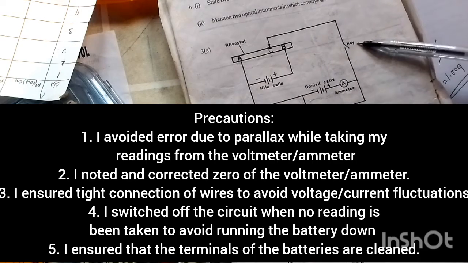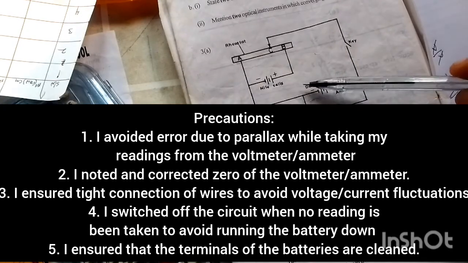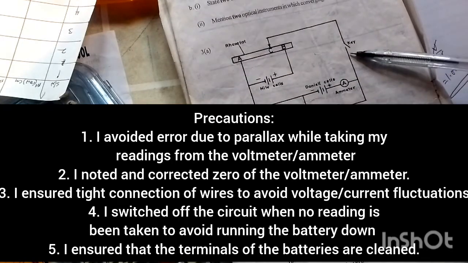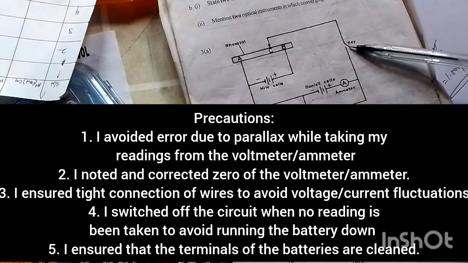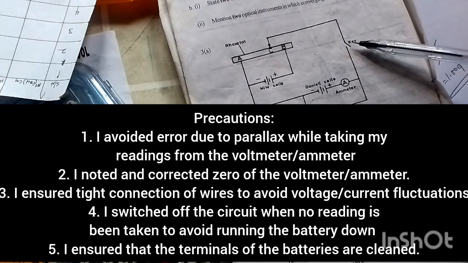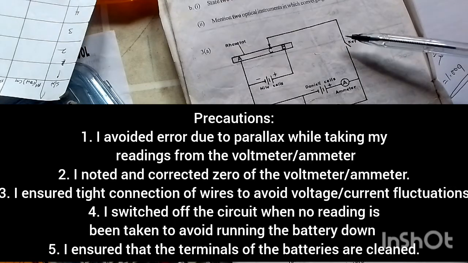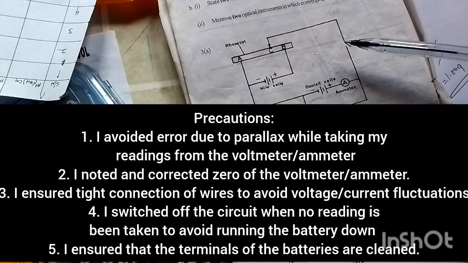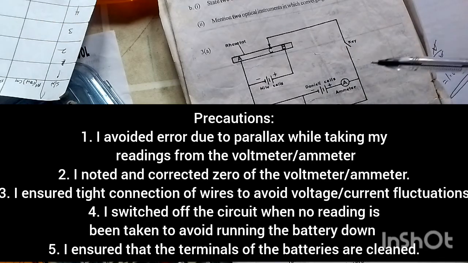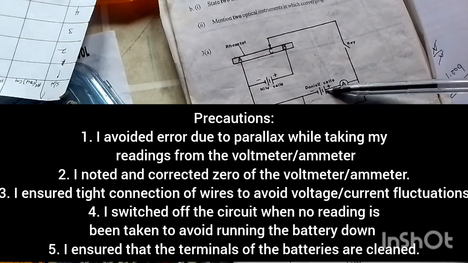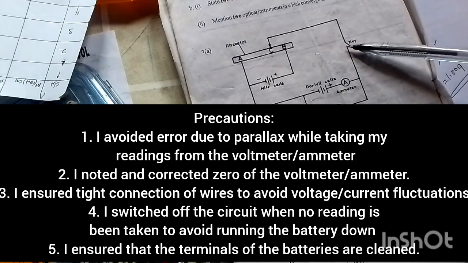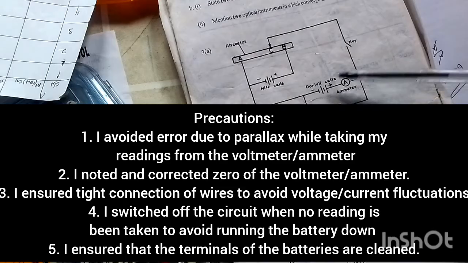Now this is the key here, and of course there is a battery here. So when no reading is being taken, the next thing you do is to switch this key off. Now you can always say I ensured that I switched off the circuit when no reading was being taken to avoid running the battery down. This thing is very, very important. So when you are not taking any reading, please switch the circuit off to avoid running your battery down.